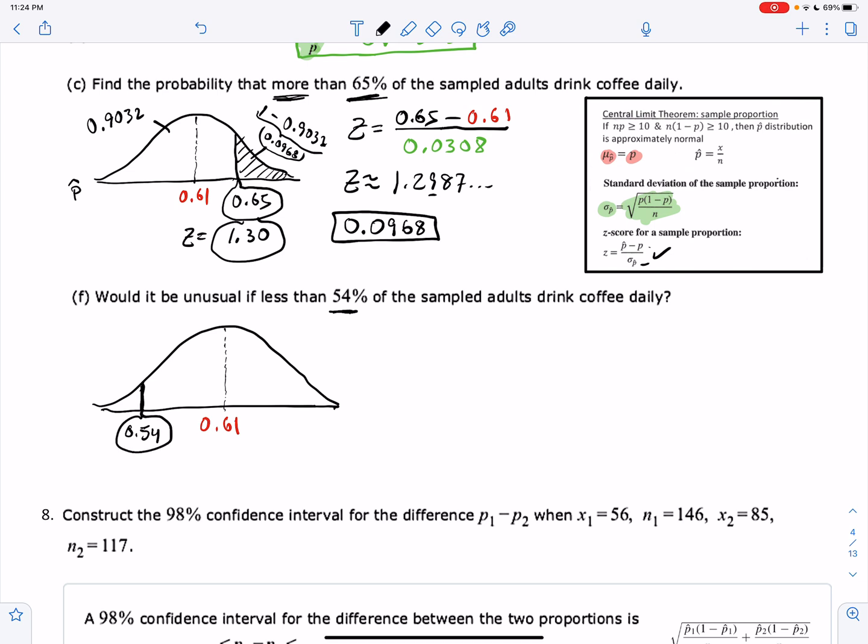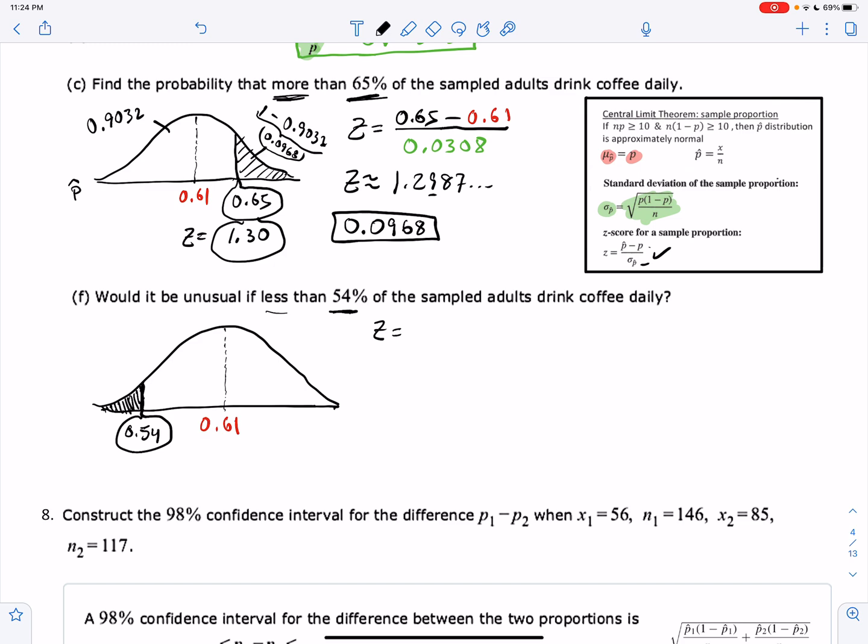All right, and they want to know, would it be unusual if less than that? So we're talking about the tail here. It would be unusual if the area under the curve here, the area to the left, is less than 0.05. Then we consider it unusual. So let's see what it is. Of course, we need to figure out the z-value. So let's do that real quick.